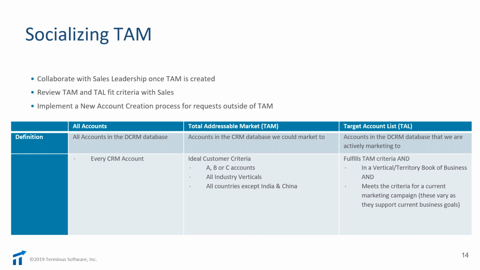So we showed how we started with all accounts, then we moved to our total addressable market, or our TAM, and then we moved to a target account list. So giving them a visual like this really helped them to understand why we were marketing to the accounts we were marketing to, and why they were assigned the accounts they were assigned as books of business, and thus reinforce that sales and marketing alignment.